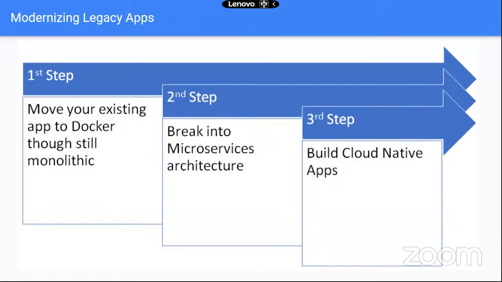If we have to move it to containers, you can just move your existing application through Docker or whatever container building tool you are using, but the application will still be monolithic. It will still be running in one container, but it is the first step, where you will at least be running your application from a virtual machine in a container. Then the second step is that you will start to recode your application and break it into microservices.